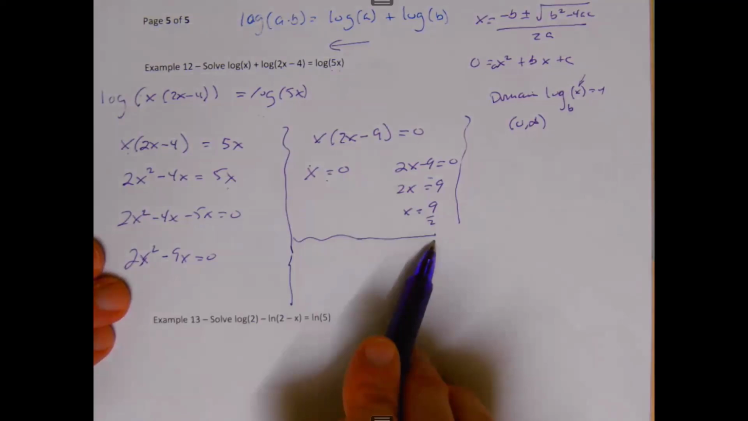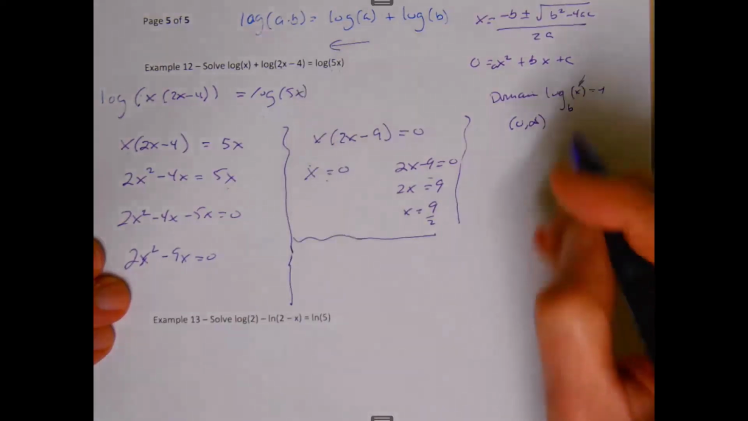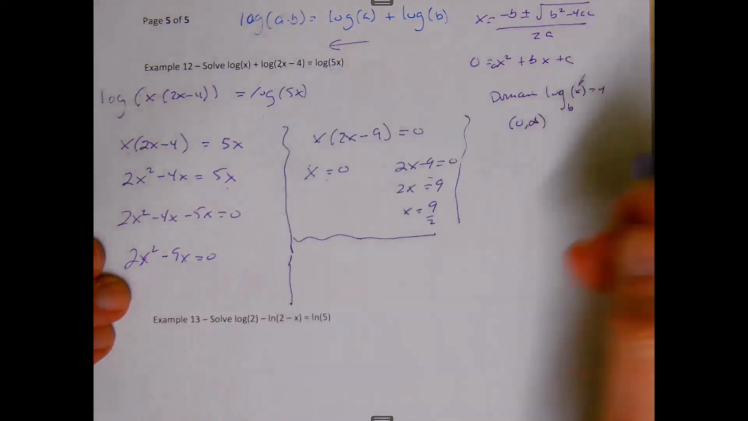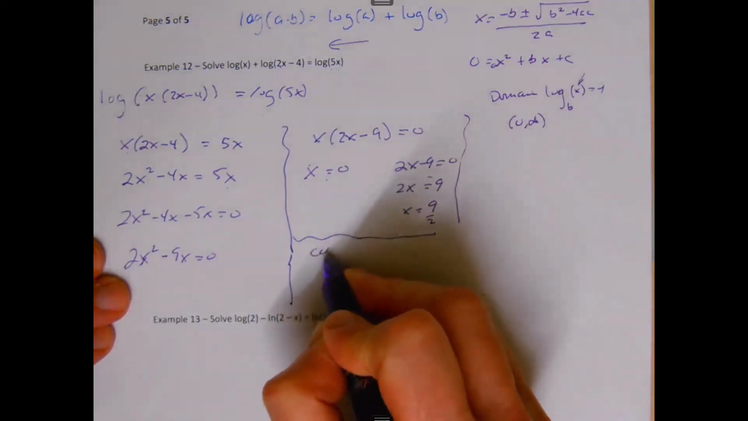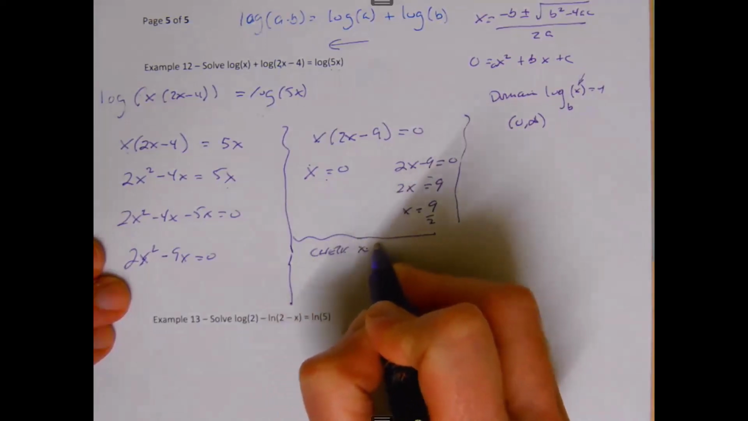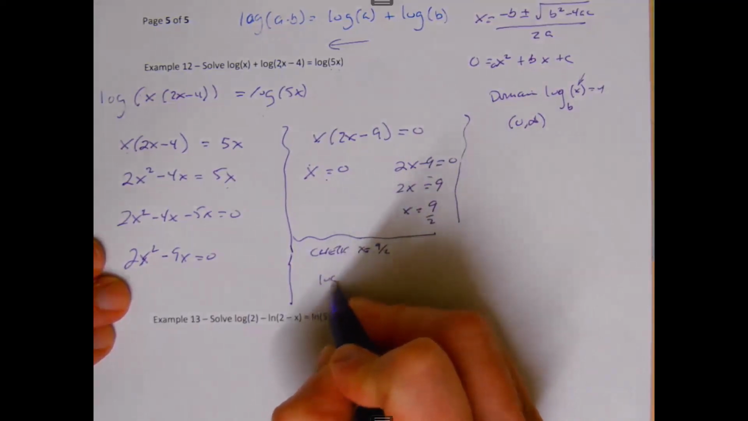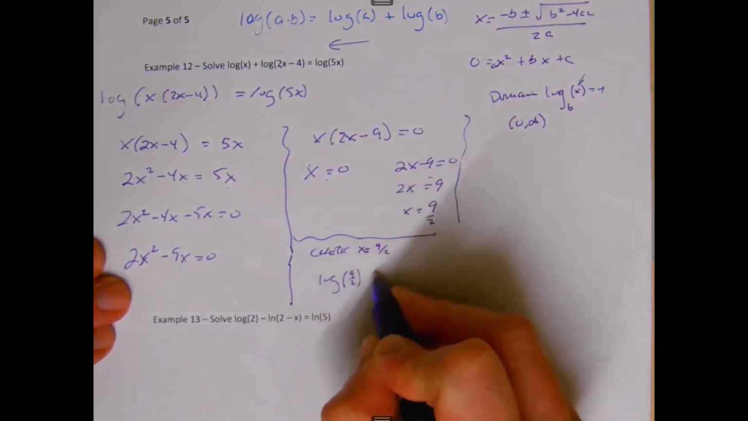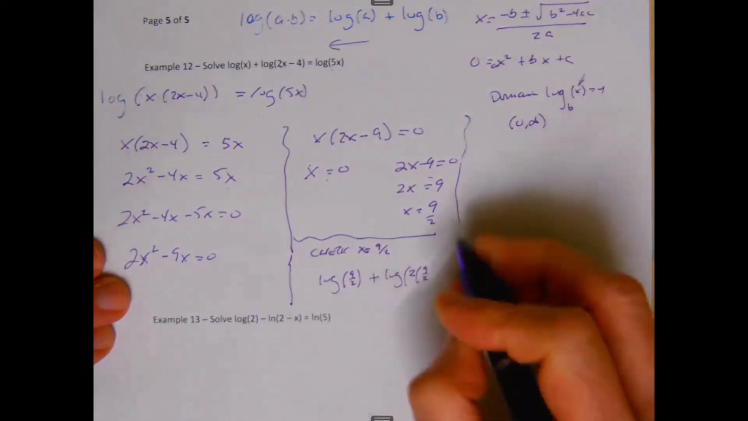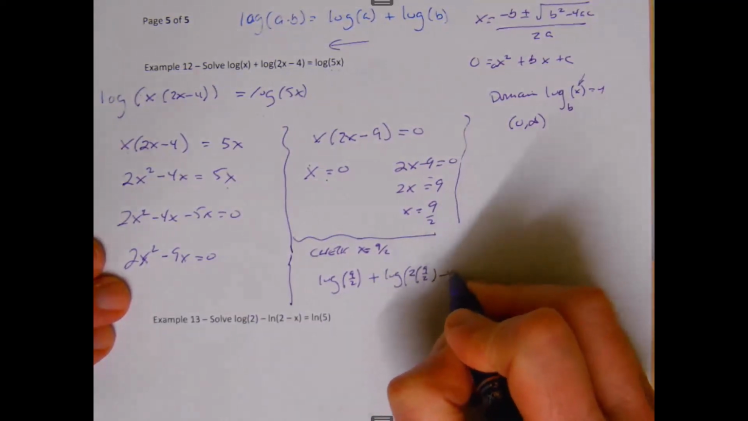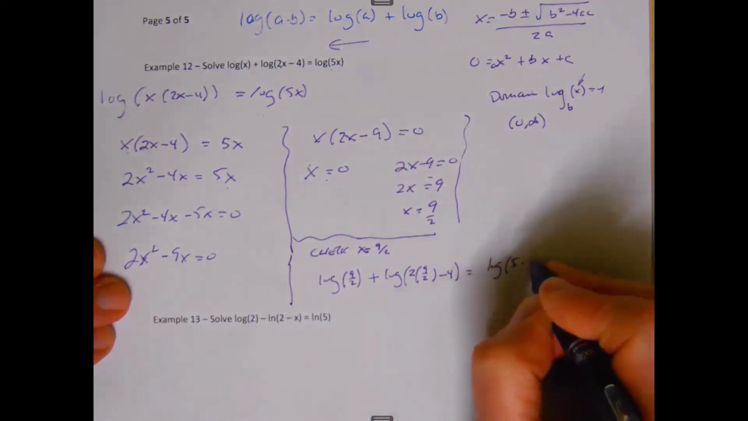What about this one? Well, it's 9/2. It seems good, but this one seems to be hidden a bit to me, so I'm going to check it anyway. Like, maybe I could generate a negative number here? I don't know, maybe I could. So I'm going to check x equals 9/2. I get log of 9/2 plus log of 2 times 9/2 minus 4, and this should be equal to log of 5 times 9/2.